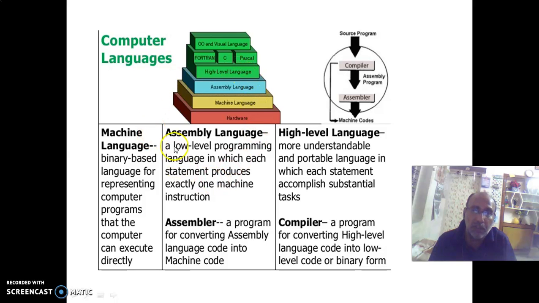When you observe this diagram, based on the hardware you write the machine level language. Next, on top of the machine level language is the assembly level language. On top of the assembly level language is the high level language. Based on this, in high level language they wrote Fortran, C, Pascal, and also Visual languages.